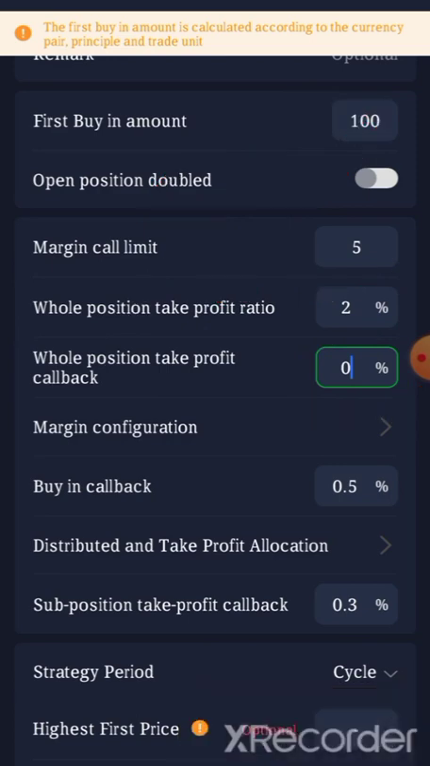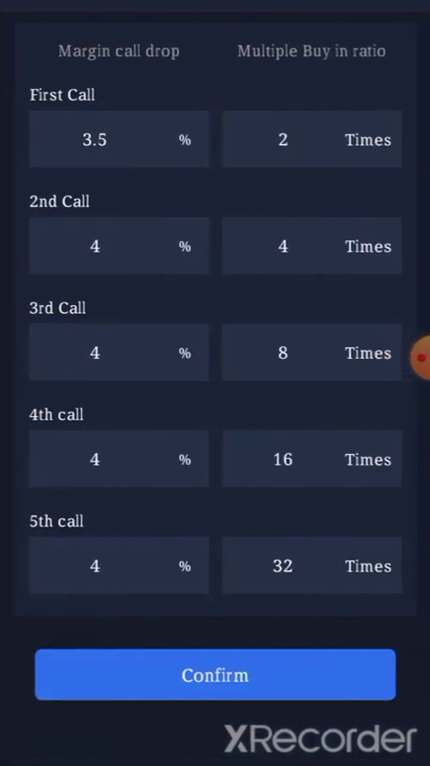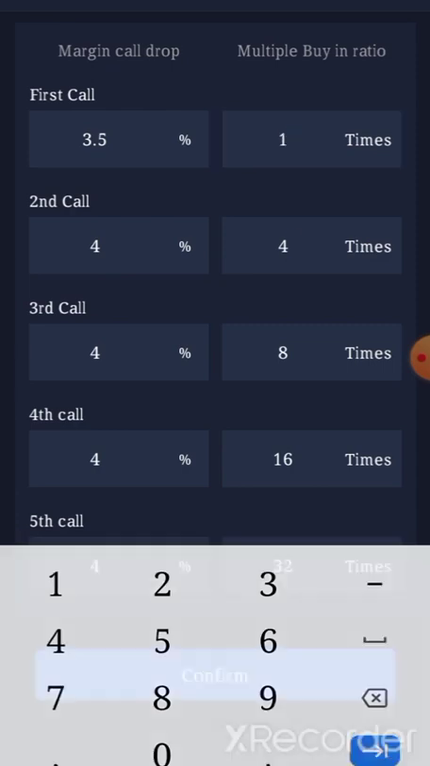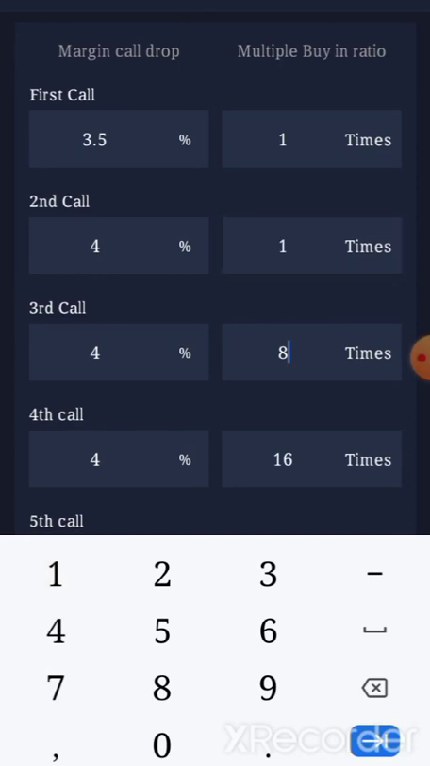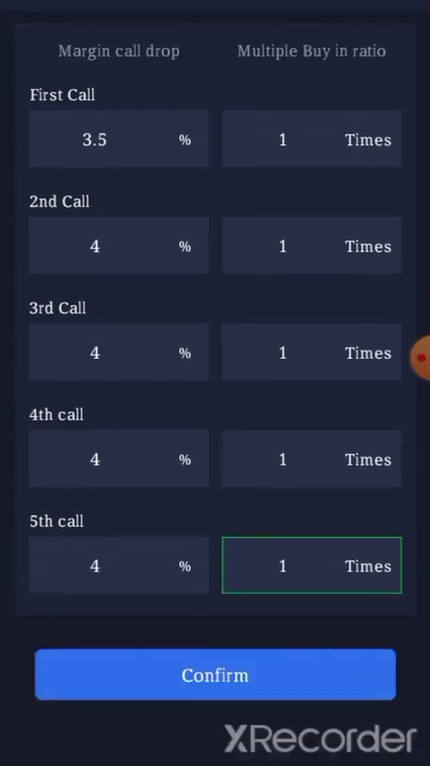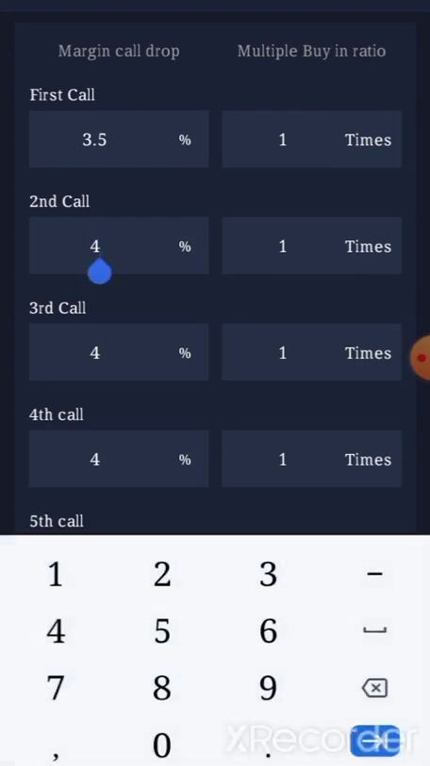Now, once that is done, I come to the margin configuration. So I tap there and adjust this to give provision for the case scenario. I can keep this one at 1, this one also at 1 throughout. I keep this one at 1, I keep this one at 1, and then the fifth call, I also keep it at 1. Once I've done that, I may decide to adjust this one the way I want, or I can keep it the way it is.